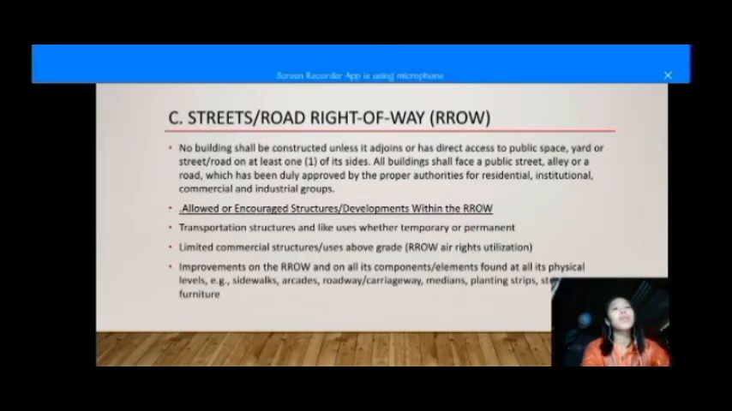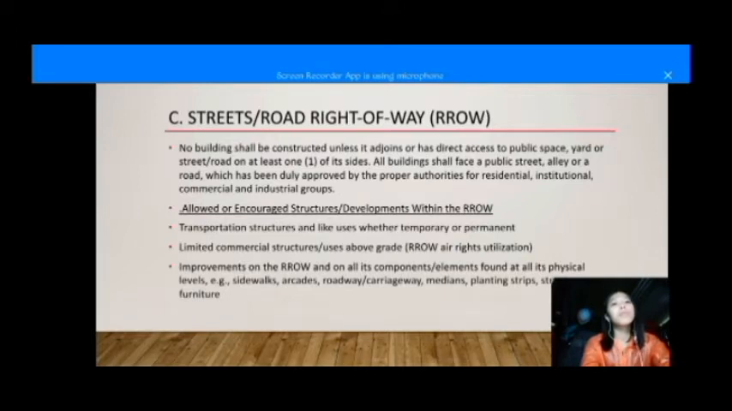For streets or road right-of-way, RROW, no building shall be constructed unless it adjoins or has direct access to a public space, yard, or street on at least one of its sides. All buildings shall face a public street, alley, or road which has been duly approved by the proper authorities for residential, institutional, commercial, and industrial groups. The allowed or encouraged structures and developments within the RROW are the transportation structures and like uses, whether temporary or permanent. Next is the limited commercial structures above grade, RROW air rights utilization.